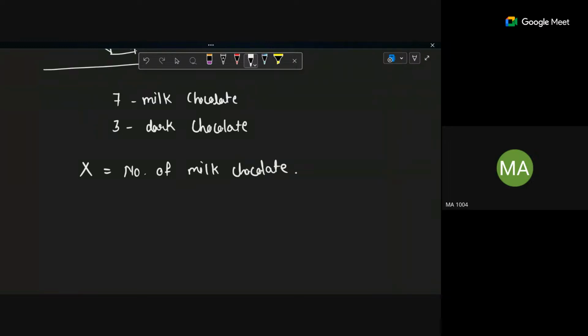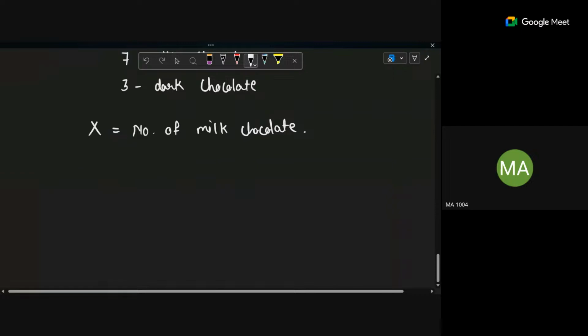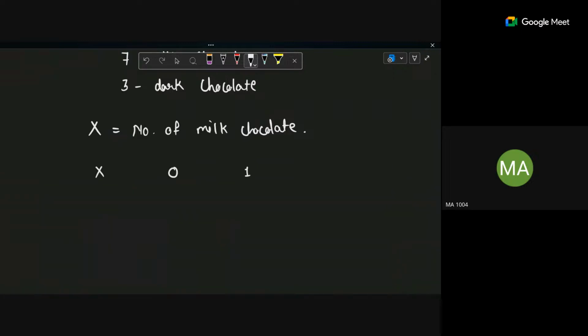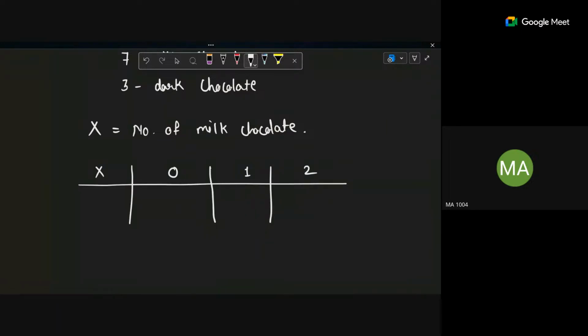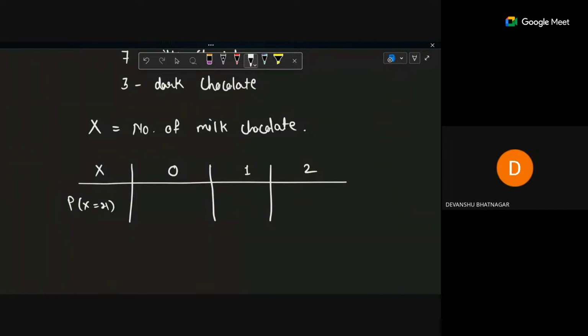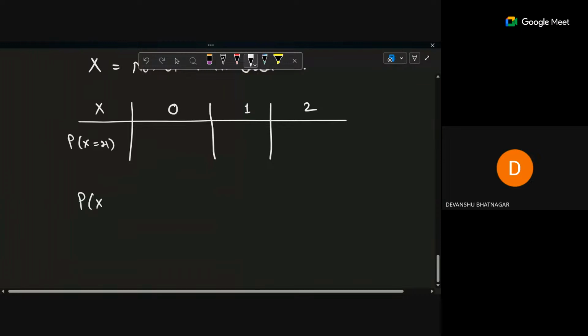So let's calculate the probability then. Your X can take values 0, 1, and 2, right? Because we are drawing only 2 chocolates out of them. So what will be the probability for X taking these values? X taking 0, that means 3 by 10 into 2 by 9.